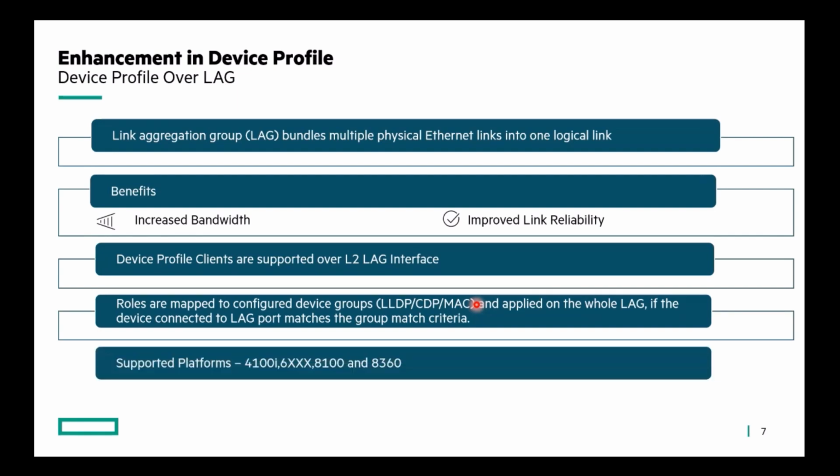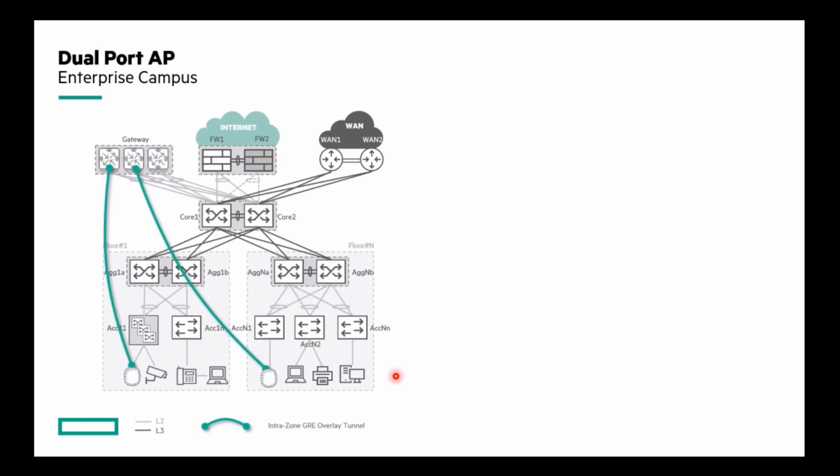Here is the list of platforms supported for this feature in this release: 4100i, all the 6000 series switches, 8200i and 8360. So let's see the use cases this feature is trying to solve. The foremost one is the enterprise campus connected with dual port APs.